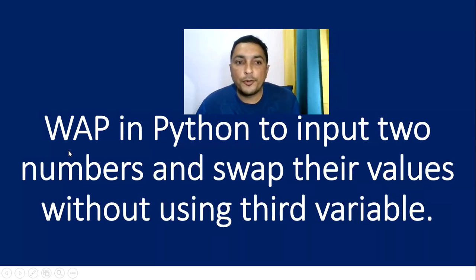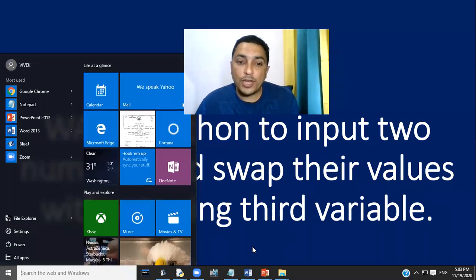Hello students, our today's program is write a program in Python to input two numbers and swap their values without using third variable. As you know, interchanging values of variable is called swapping. Two techniques are used in swapping, using third variable and without using third variable. But in this program, we have to swap the values of variable without using third variable. Now I am going to make this program in Python.